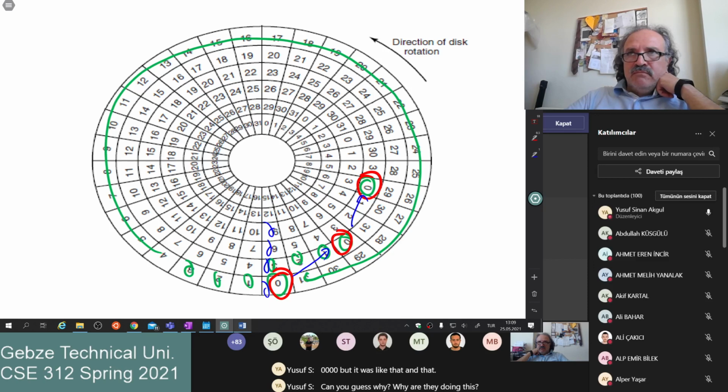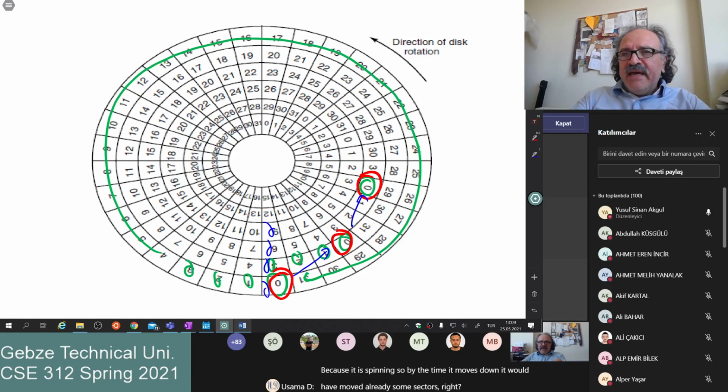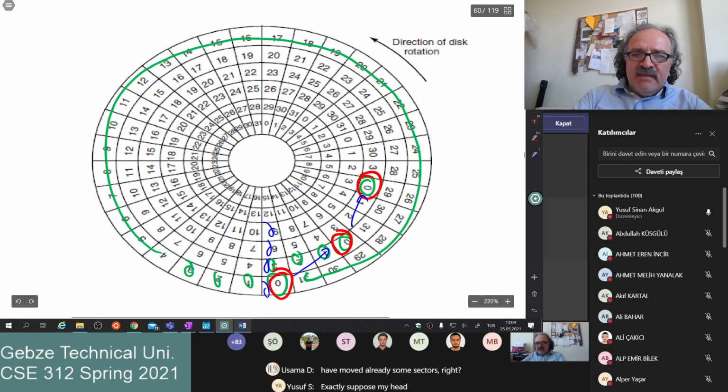Because of the speed? Because it is spinning. So by the time it moves down, it would have moved already some sectors, right? Exactly. Suppose my read write head is here.